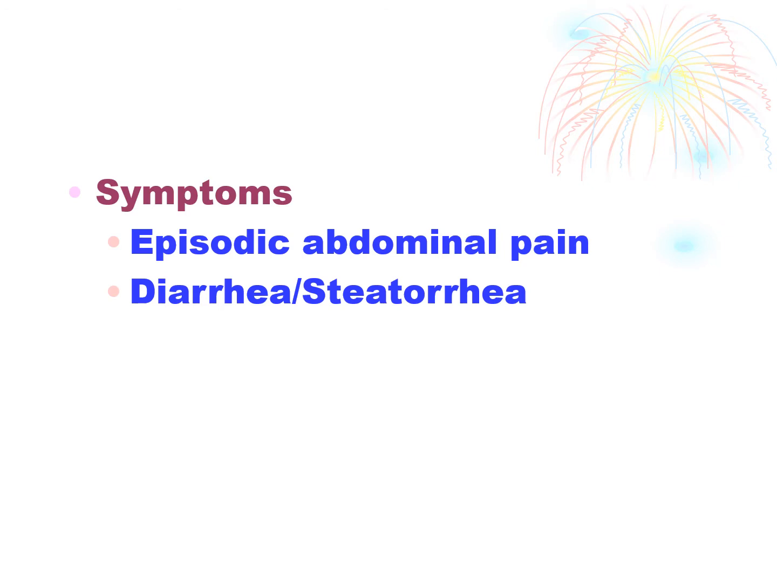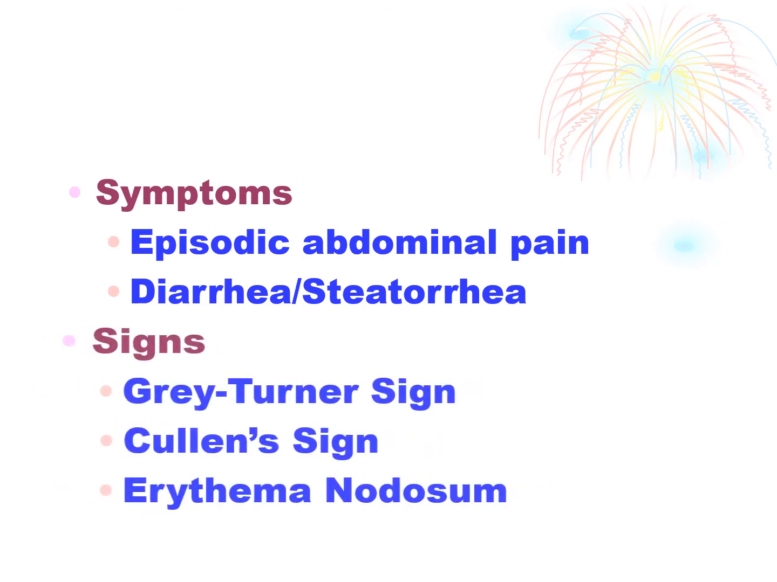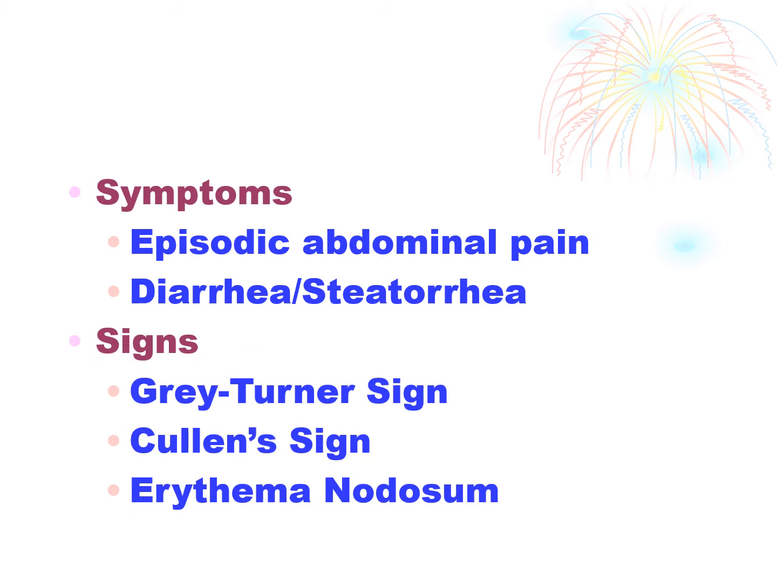Steatorrhea is defined as greasy, foul-smelling stools. They're typically filled with fatty material. Now the signs are going to include Grey Turner's sign, that flank ecchymosis, and it's common in both acute and chronic pancreatitis. Cullen's sign, which is the presence of umbilical ecchymosis, that's also common in both acute and chronic pancreatitis.